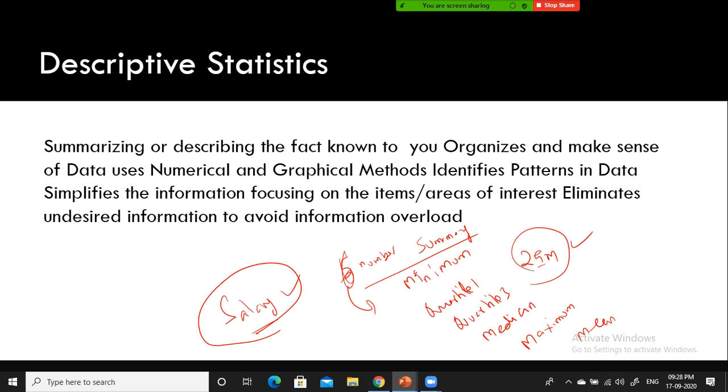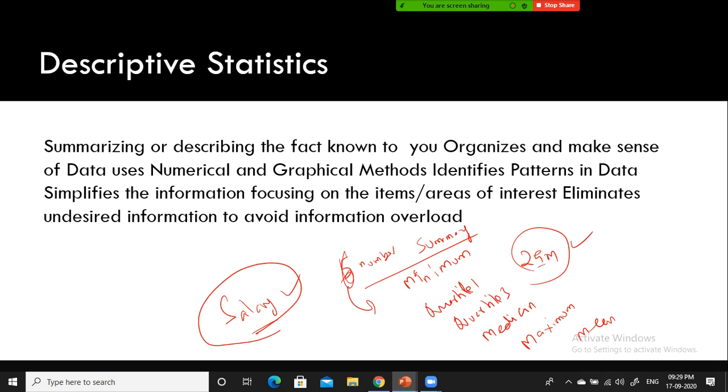Don't worry. With the help of descriptive statistics, we can get the gist of the given data, or in other words, we can understand the characteristics of the data. Right? So descriptive statistics involves summarizing and organizing the data so it can be easily understood. What is summarizing? Maximum, minimum, average. These are all summary.